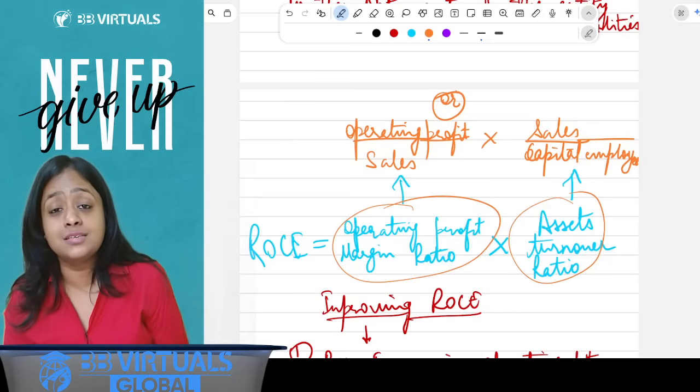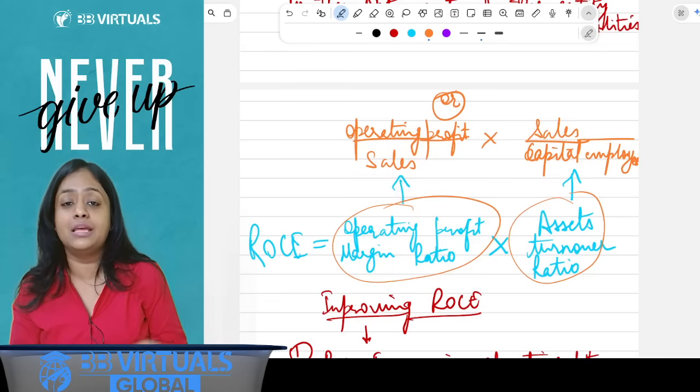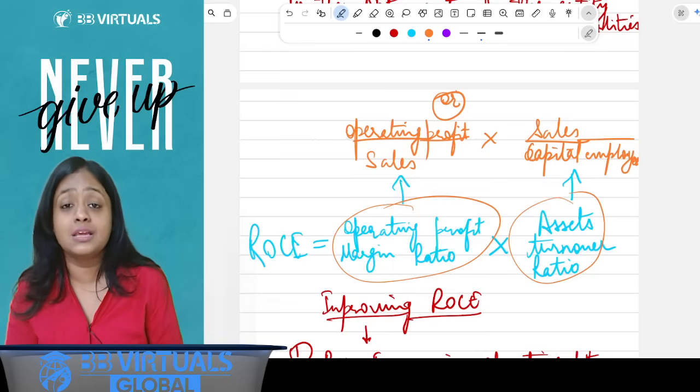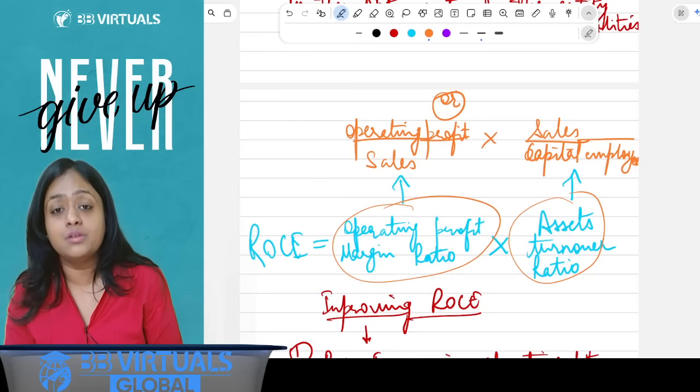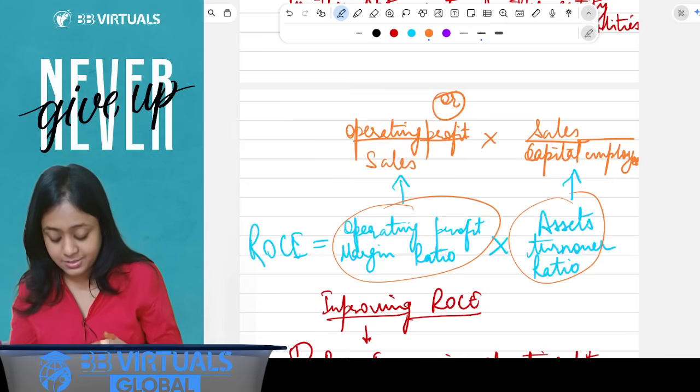So what is asset turnover ratio depicting? It is basically about how many times the assets turn, resulting in the sales. That is how many times the turnover got increased or basically got created as a result of these assets.